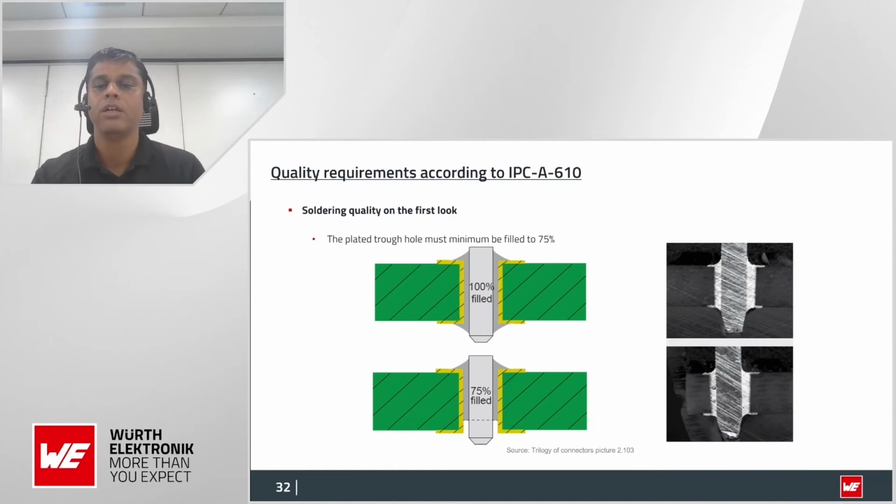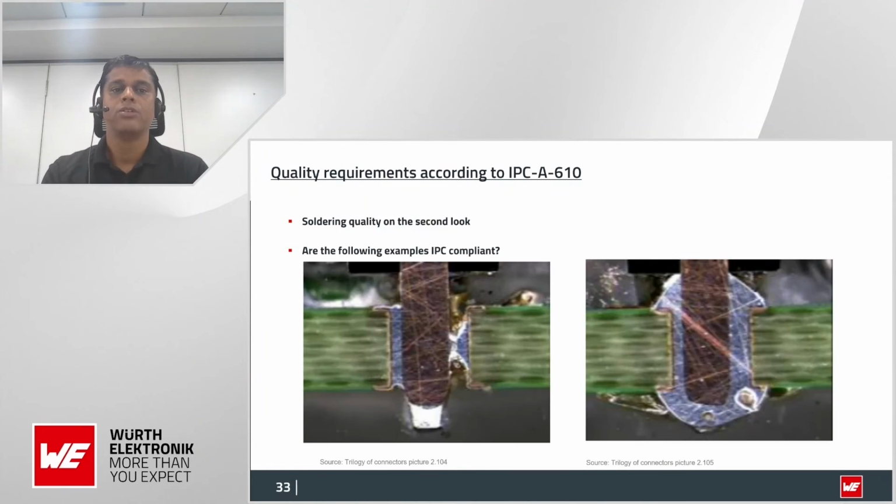This is how it looks in the X-ray machine. When you talk about quality, it is checked after soldering the component, whether the product has been made as per the quality requirements or not. I have a few examples here. The first picture, you can see this one.